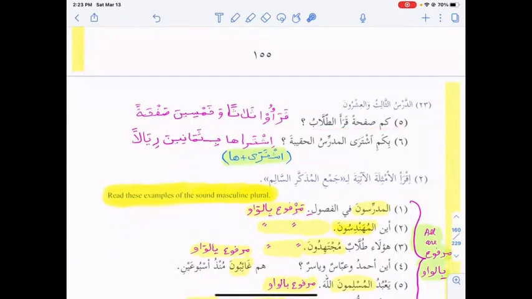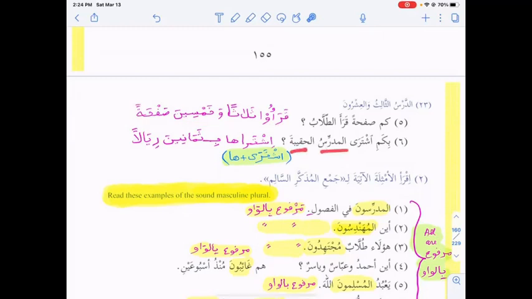Kam safatan qara'a at-tullab? How many pages did the students read? Qara'u salasan, 3, wa khamsina safatan. 50 and 3, 53. So this is your maf'ulun bihi. Salasan wa khamsina, also mawtufun ala maf'ulun bihi. This is mansub, so mansub bil ya. You see, now we have to differentiate between mansub and majrur because they are the same. We have to just define it according to the context of the sentence. So khamsina is mansub, safatan tamiz.